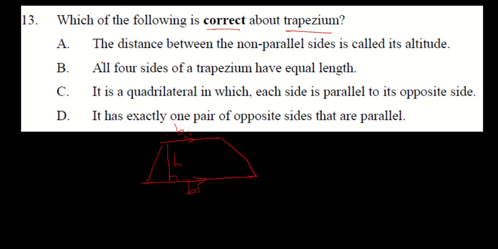So which one is correct? Let's see. A says the distance between the non-parallel sides is the altitude. I said the parallel sides. No, the altitude is between the parallel sides. Wrong. B, all four sides of a trapezium have equal lengths. No, by the definition, only one pair of opposite sides is parallel. C, it is a quadrilateral in which each side is parallel to its opposite. Still no. Finally, D, it has exactly one pair of opposite sides that are parallel. Correct. The answer will be D.